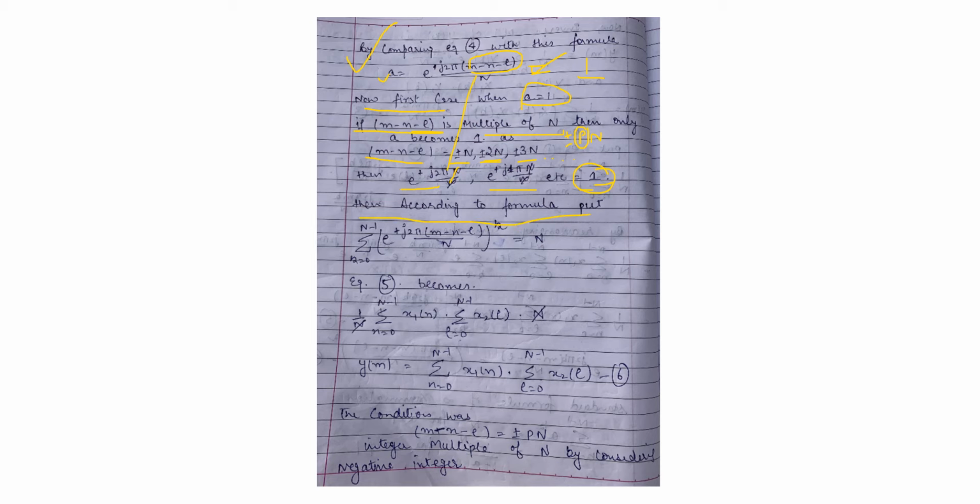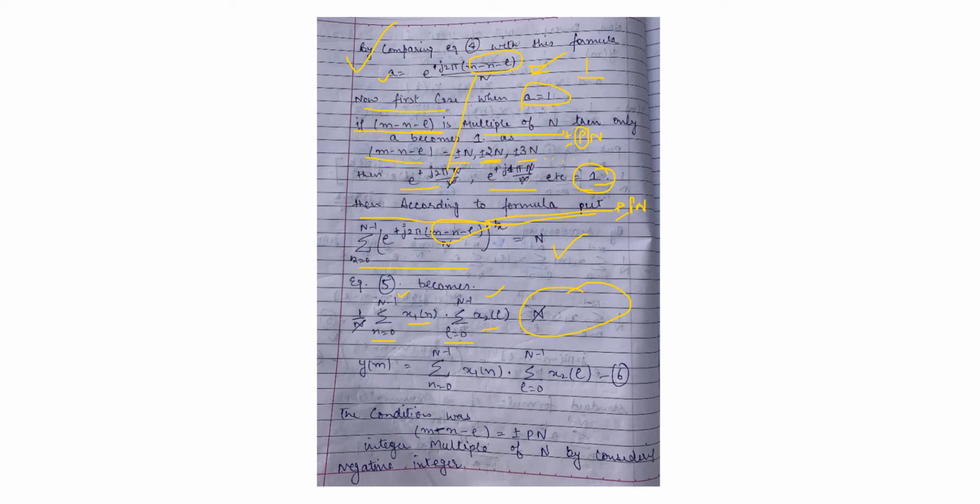Then according to the formula, the summation is equal to N when this will be equal to plus minus P into N. So the previous formula, 1 by N, summation n is from 0 to N minus 1, x1 of n, summation L is from 0 to N minus 1, x2 of L, and the summation part is equal to N. The summation part means this whole expression is equal to N when this is equal to a multiple of N. So we replace that summation with N. Now cancel out this N with N and we are left with y of m is equal to summation n is from 0 to N minus 1, x1 of n, summation L of x2 of L. This N is canceled out.